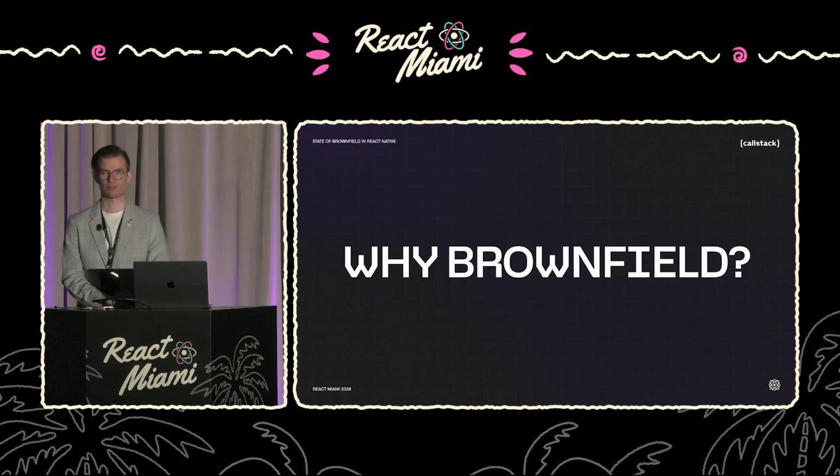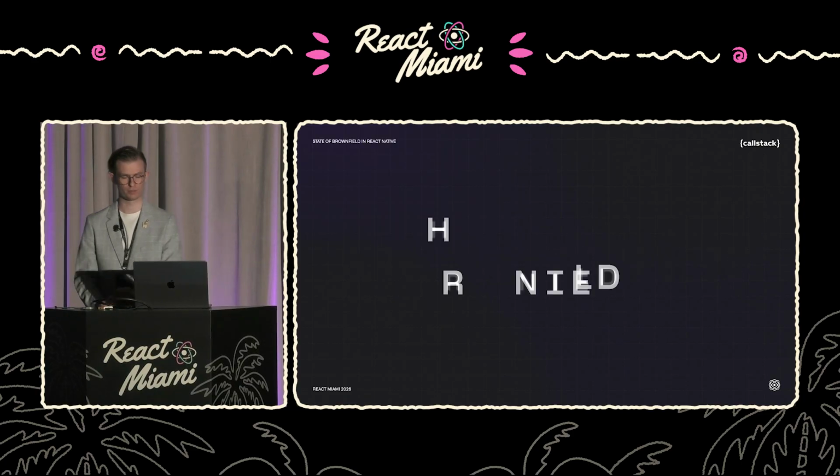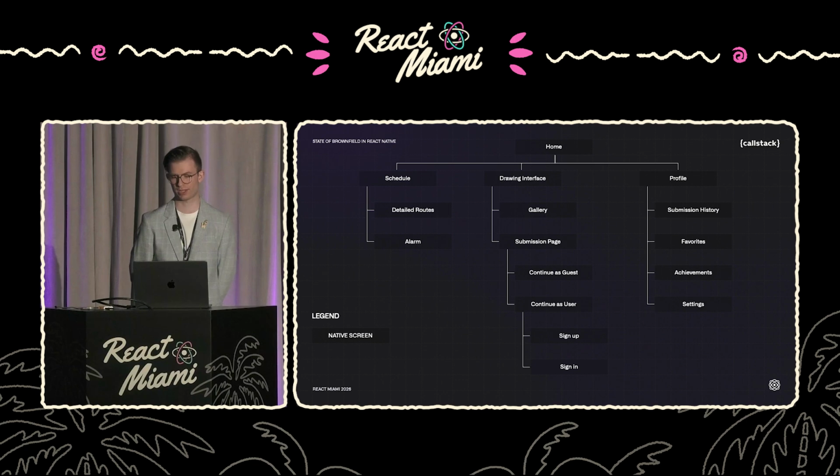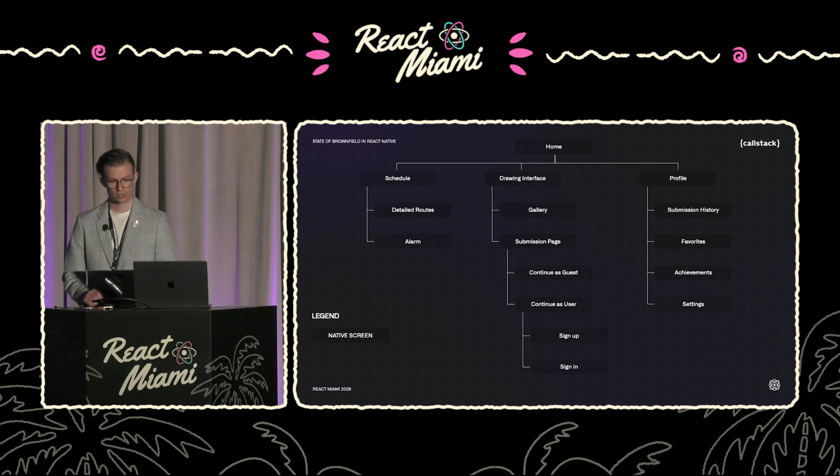And let's ask ourselves, before we delve into the details, why even Brownfield? Why would this be an important topic for us? So there are a few use cases. The most common one is migration of an existing native application to React Native tech stack. So you can consider a, let's say, moderately sized application that's shown on the diagram.